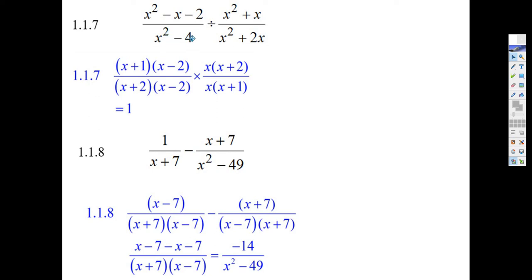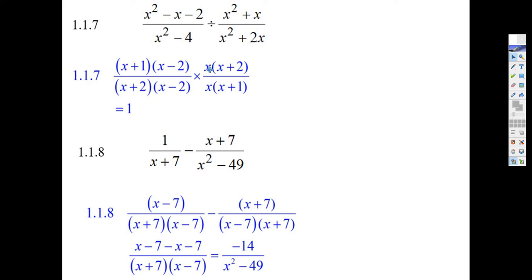x squared minus 4, some people like those ones because of difference of squares, but it's kind of an easy one. It's x plus 2, x minus 2. And divide, you get a mark for recognizing that it's flip and times. So this thing on the bottom, x squared plus 2x, goes to the top, and the division changes to times. And then you just factor.